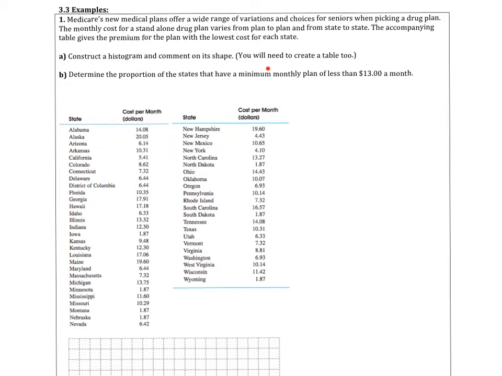Okay, we're definitely going to need a table to create a histogram. One thing I do want to tell you, if you don't remember, that is going to be very helpful since we have 51 data points here. There's 50 states, plus we included the District of Columbia, so that's 51. It can be very taxing and annoying to put all of these in order or into a table. So what I suggest and what I always do is I right away put these into my calculator.